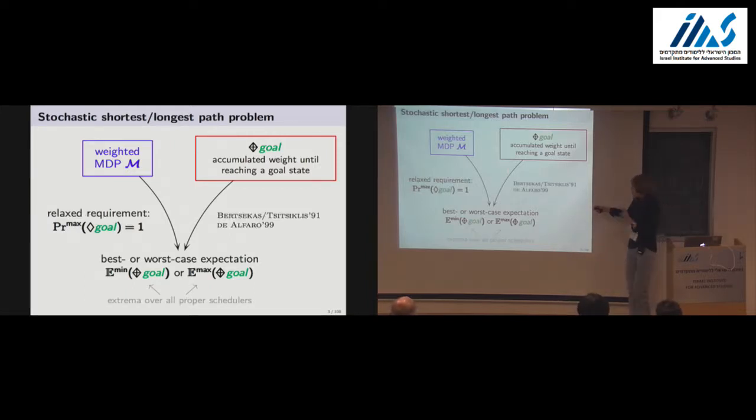Well, and indeed, it has been discovered already a long time ago that you can relax the assumption. It suffices that there exists at least one scheduler where the probability to reach goal is 1, and then you can compute the minimal or maximal expectation, but now under all proper schedulers, and this notion proper means that you deal with a scheduler that reaches the goal with probability 1. And for this min and max, we ignore the other ones.